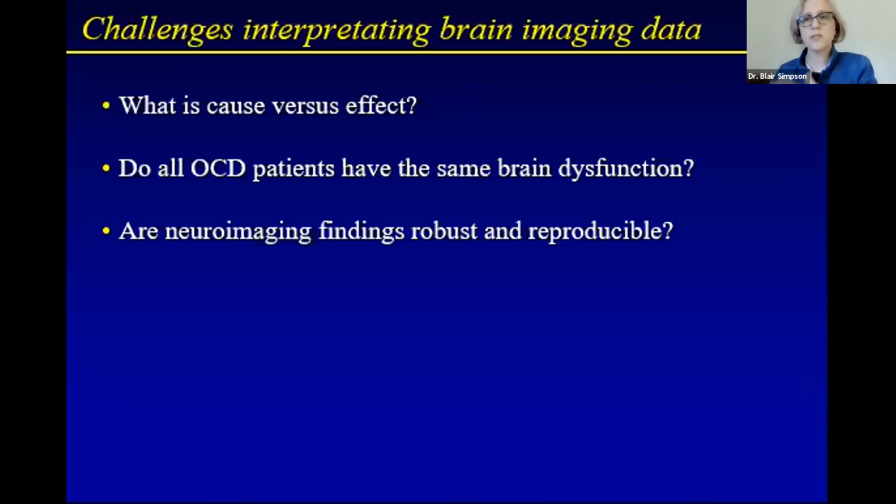You don't know whether the symptoms caused that abnormality in the brain or whether the brain caused the symptoms, right? The only way to do that type of causal dissection at this point would be using experimental animal systems. A second question is, well, do we think all OCD patients have the exact same brain dysfunction?